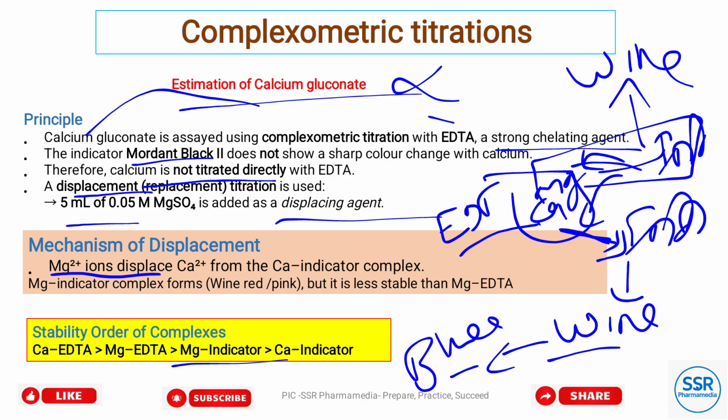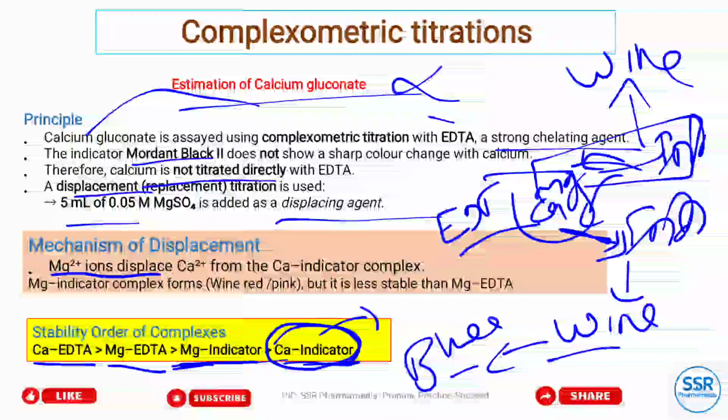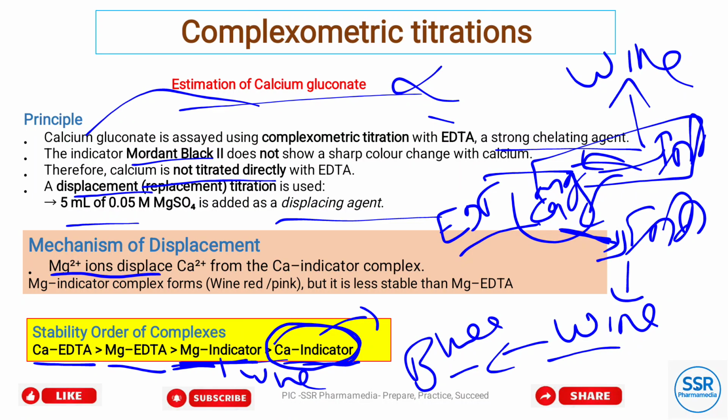So the stability order of complexes: first calcium EDTA forms the strongest complex, then magnesium EDTA, then magnesium indicator, then calcium indicator. Calcium indicator is a very poor complex, so it does not produce the wine red color change. That's why we are using magnesium ion as a replacement ion in order to produce the wine red color of the solution. The complex between metal, magnesium, and indicator produces wine red color.